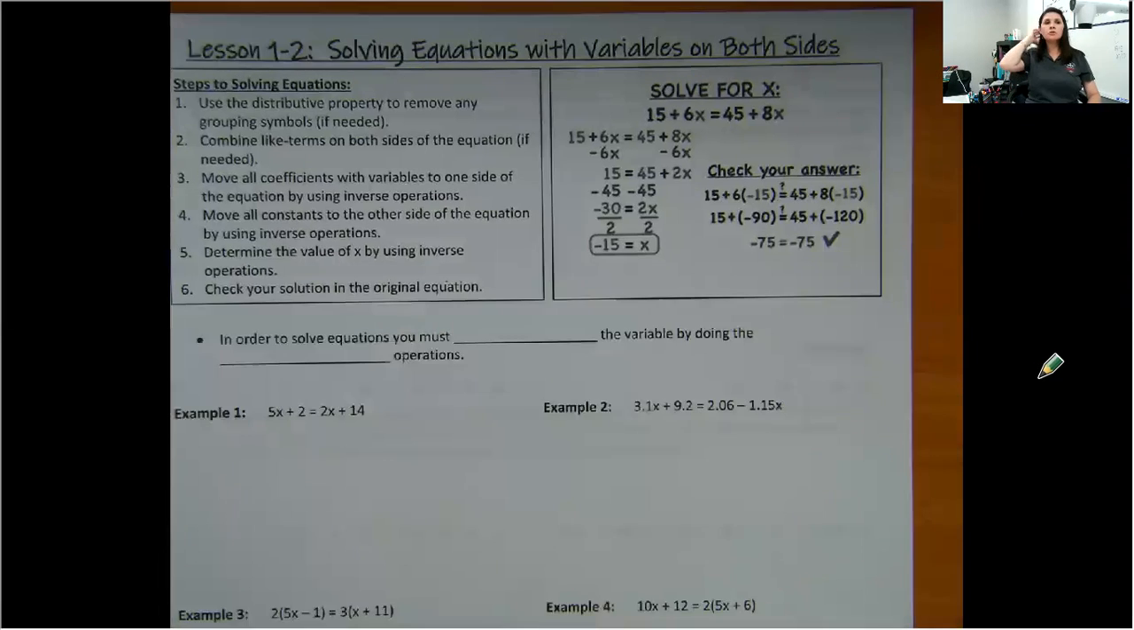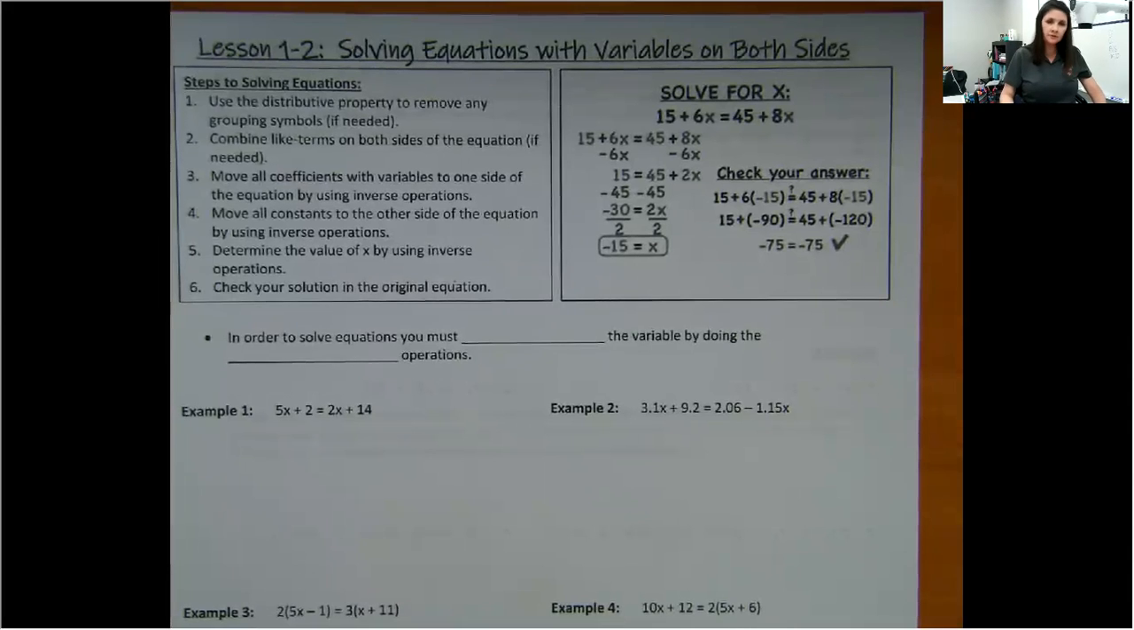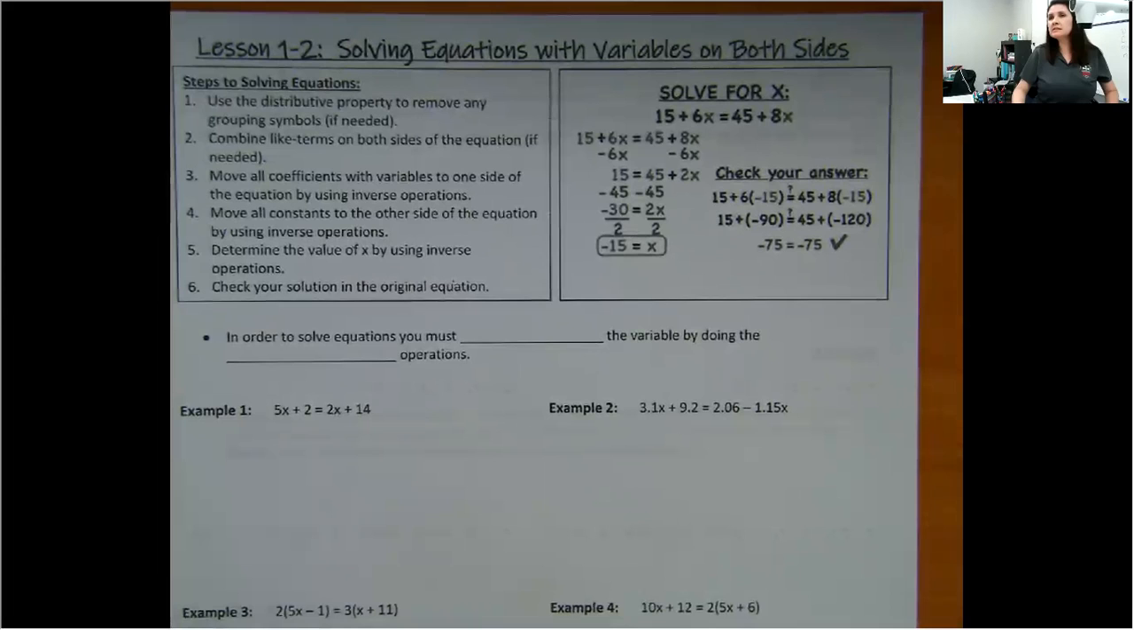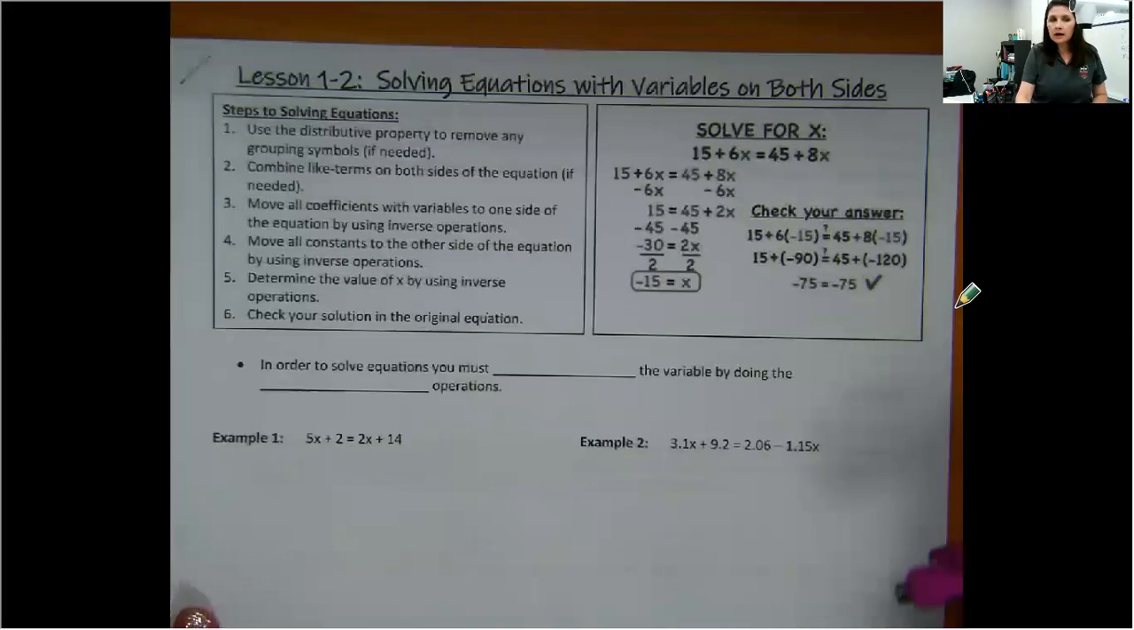Okay, so today we're solving equations with variables on both sides. Really no different, other than now we're not just moving constants, we're also moving variables around. And you are going to learn something new in just a minute.